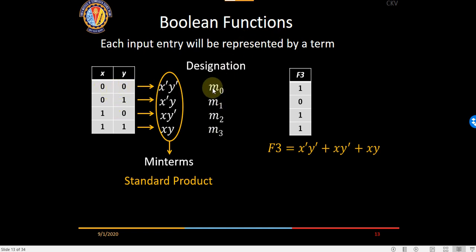0 0 is known as M0, 0 1 is known as M1, 1 0 is known as M2, and 1 1 is known as M3. If I say min term M0, it means x is equal to 0, y is equal to 0. Simple, as simple as that. M1, x is equal to 0, y is equal to 1.